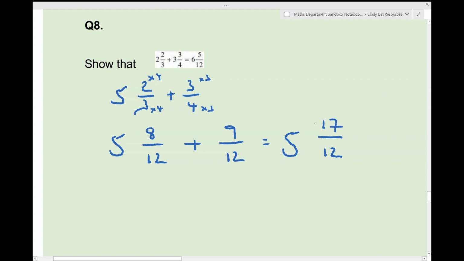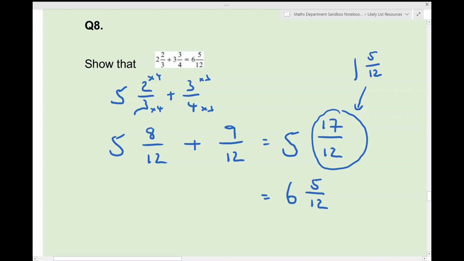Now this 17 twelfths, that's more than a whole, isn't it? That's 1 and 5 twelfths. So altogether here, I've got 6 and 5 twelfths. Now let's check the question. Show that the left-hand side equals 6 and 5 twelfths. Yep, I've done that. And that's question 8 done.